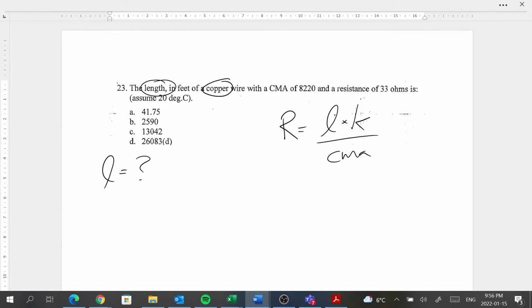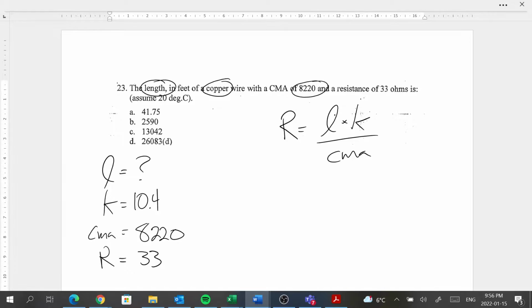So we know we're dealing with copper, so we know the resistivity of copper is 10.4. We can mark that down. So we know K, we know the CMA is equal to 8,220. And we know that the resistance is equal to 33.